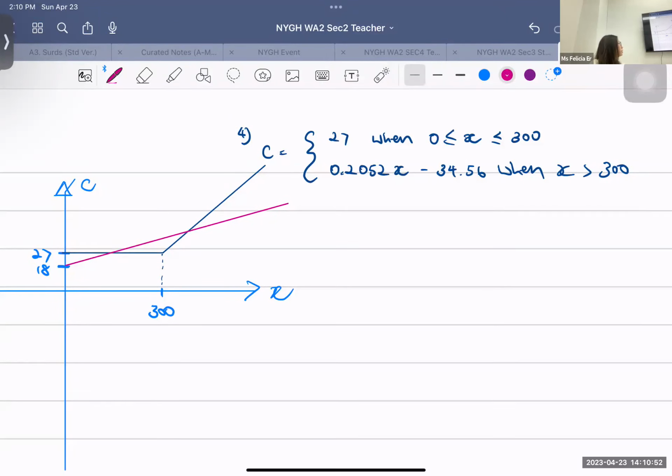And how do you do that? You realize that, oh, it's going to be a less steep graph. Therefore, my part 5 graph will look something like this. Understand? The steepness of the graph is important.